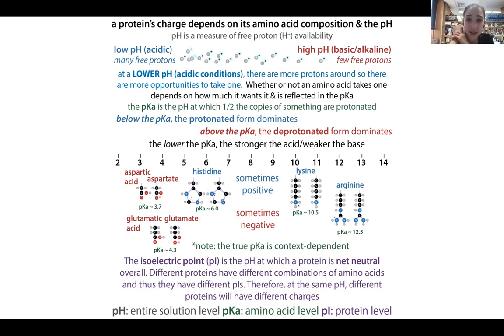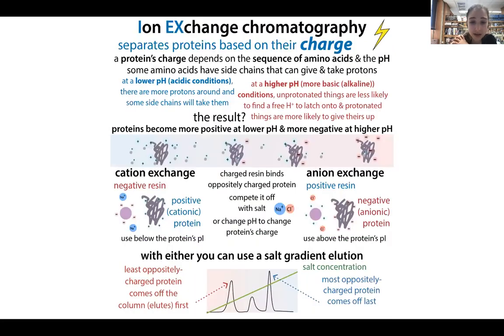But we can take advantage of the pKa and something that I've talked about before, which is ion exchange chromatography, where we can separate proteins based on their charge. So proteins are going to be more positive at a lower pH and more negative at a higher pH. And where that balance lies is going to depend on their pI, the isoelectric point we just talked about. Since that's different for different proteins, you can take advantage of the difference in charge to separate them based on this ion exchange chromatography. And I have a post on that too, if you guys wanted to know more about that.